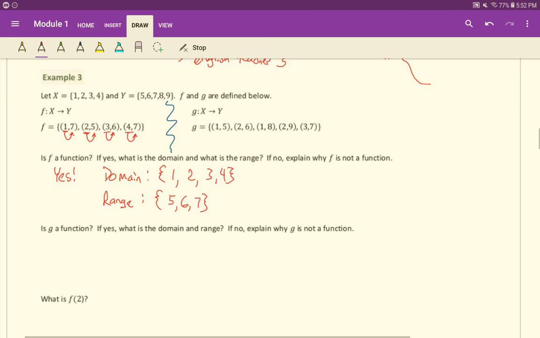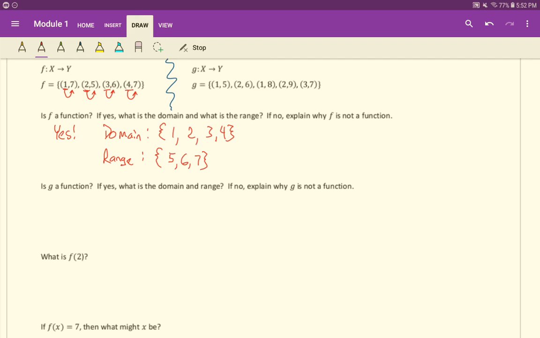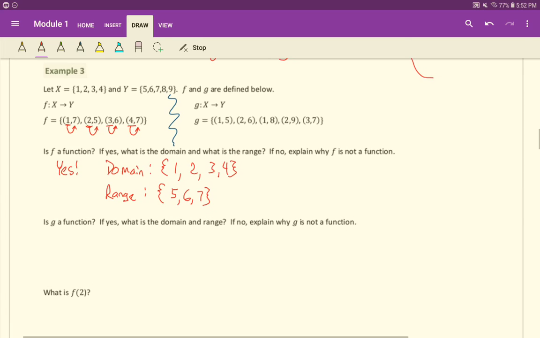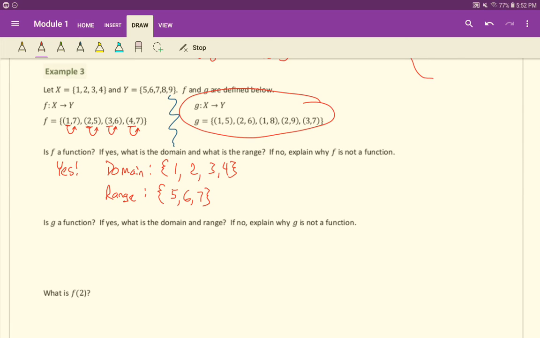All right, so let's take a look here at g. Again, what I would like you to do is answer this question: is g a function? If yes, what is the domain and range? If no, explain why g is not a function. So go ahead and take a look up here at g and the function pairings that we have here, or the relation pairings I should say.